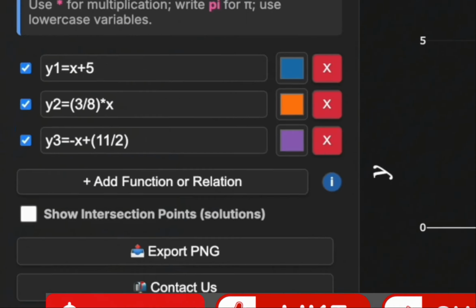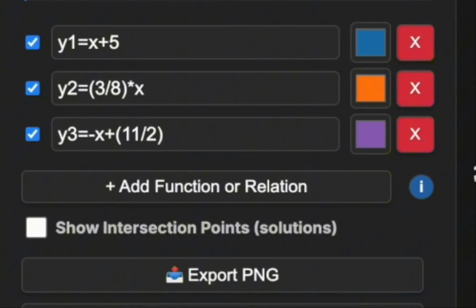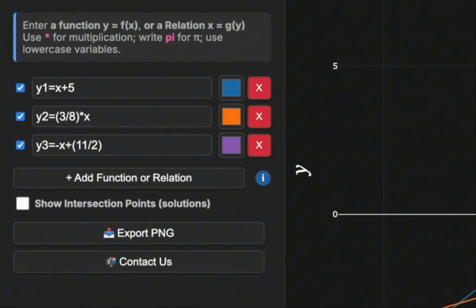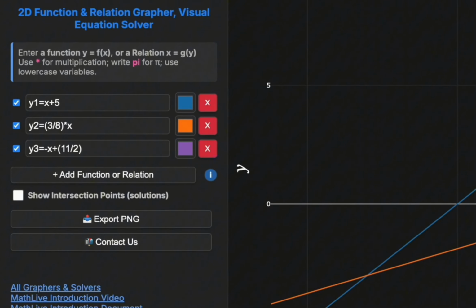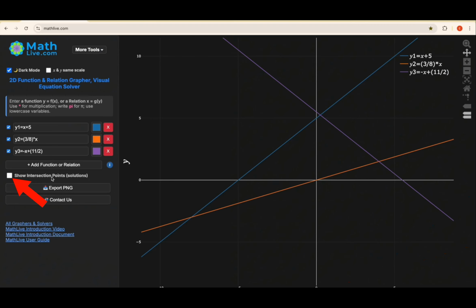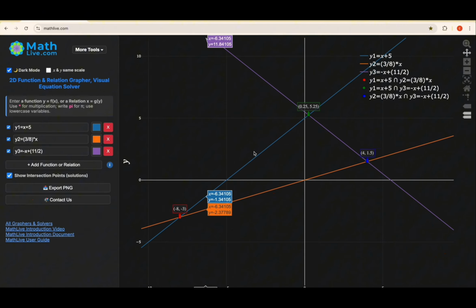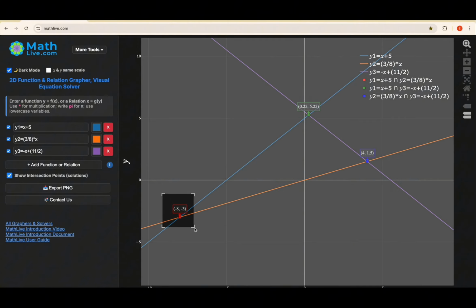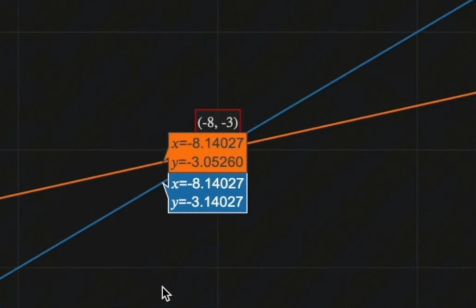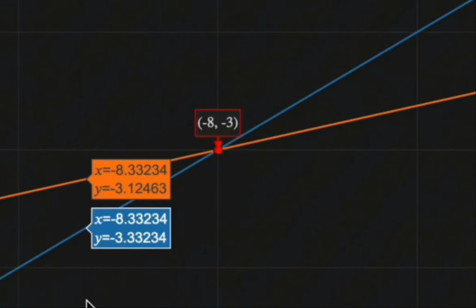By looking at the left side of the screen, I have already inputted the functions for the three different lines that we were solving for. We can click this Show Intersection Points button in order to see what the solutions look like at each point. From there, we can use the zoom feature to zoom in on any point we'd like to see a closer look of what their intersection was.